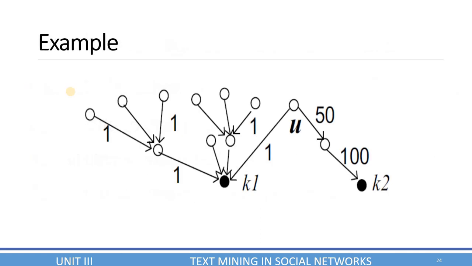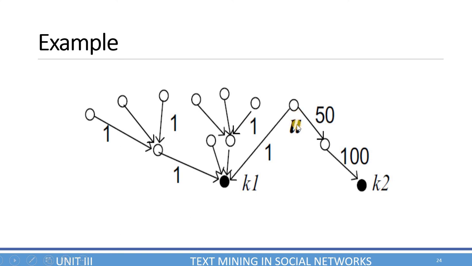Let us take an example. Suppose here are the two clusters K1 and K2. Then how does the BANKS algorithm work? It starts with the initial cluster K1. Then it tries to find the node U, looking at all the incoming edges coming to the cluster origin, and it tries to expand the node in a backward direction. Similarly, from the other cluster, it is also exploring in a backward direction.